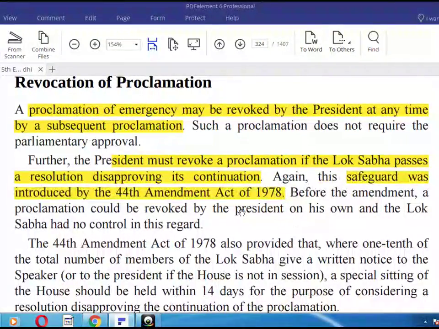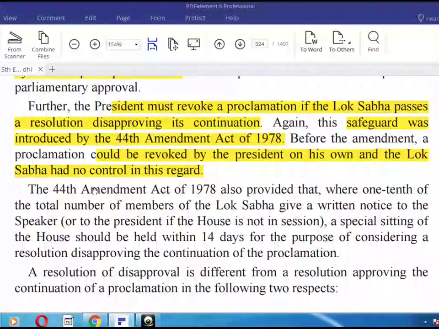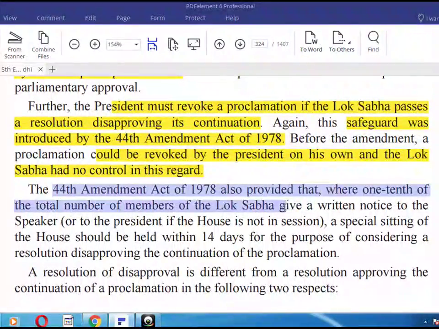Before the amendment, a proclamation could be revoked by the President on its own, and the Lok Sabha had no control in this regard. The 44th Amendment Act 1978 also provided that if one-tenth of the total number of members of the Lok Sabha give a written notice to the Speaker.